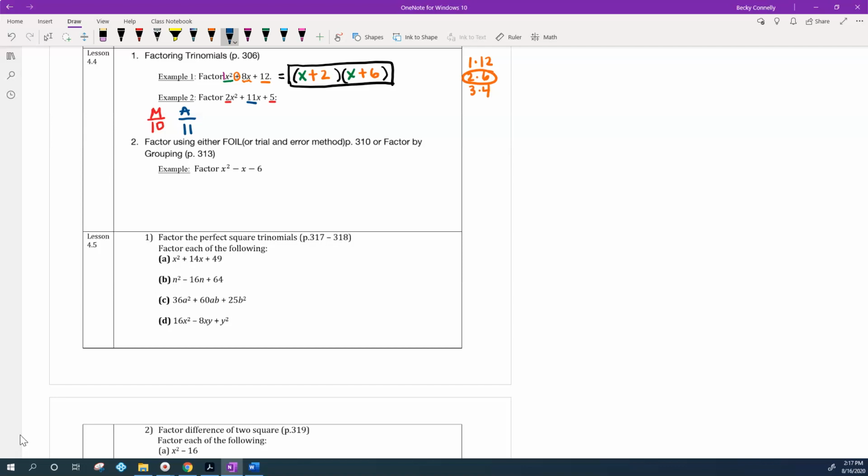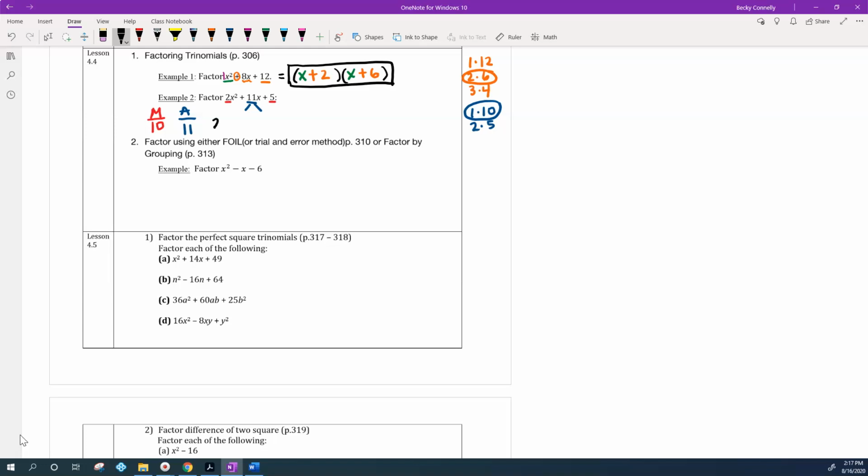Okay, but I can't go straight to my parenthesis answers like I did in example 1. Right? What I'm going to do is I'm going to rewrite this as a 4-term polynomial. Right? So remember I said, okay, 1 times 10, 2 times 5, those are my ones that I can choose from, but I want 1 and 10. And so I'm going to take this 11x in the middle and I'm going to rewrite it down as a 1x and a 10x. Right? So I'm going to write this as a 4-term polynomial.